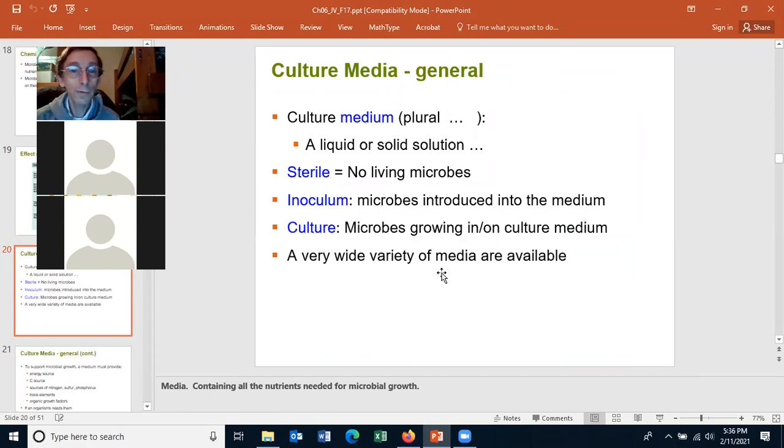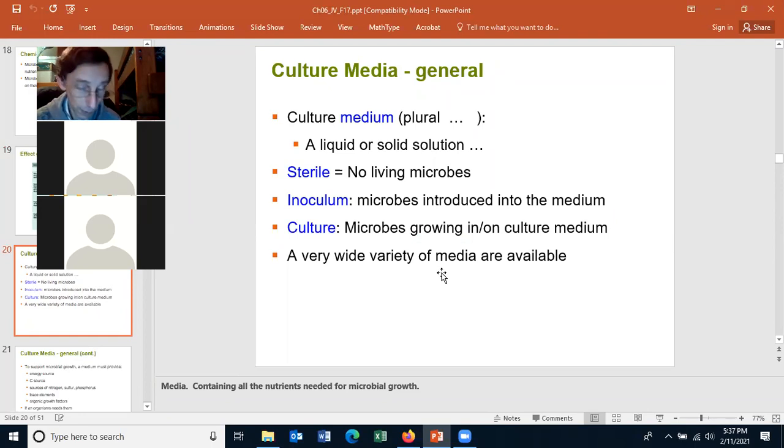When we talk about culture media, media is a plural term for several different media. When we're talking about one, how do you say that? One of the media, then it is said a medium. So medium is singular, media is plural. It's a liquid or a solid solution that provides all of the requirements for an organism to grow.